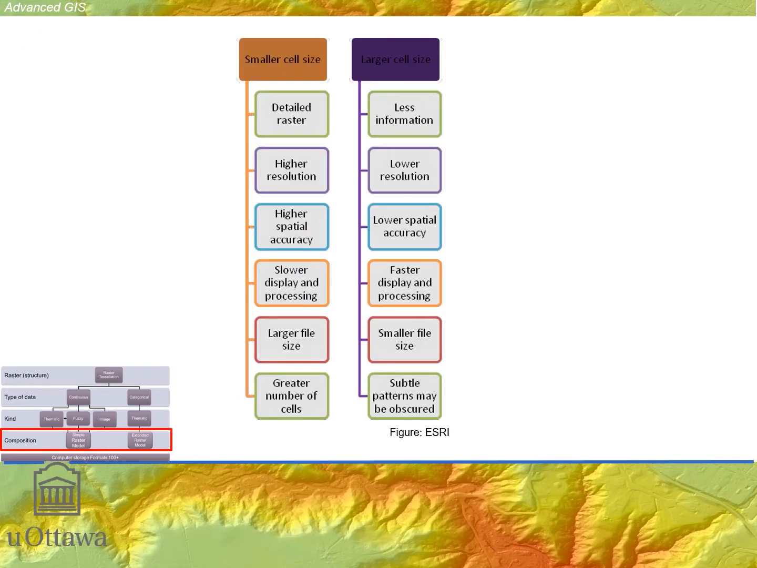So in summary, resolution or cell size is fundamental, and smaller size cells provide more detailed rasters, higher resolution, higher spatial accuracy, but a drawback is there's slower display and processing. So if we have more cells, things will be slower when we do operations with those rasters in the computer. The file sizes will also be larger because of the greater number of cells.